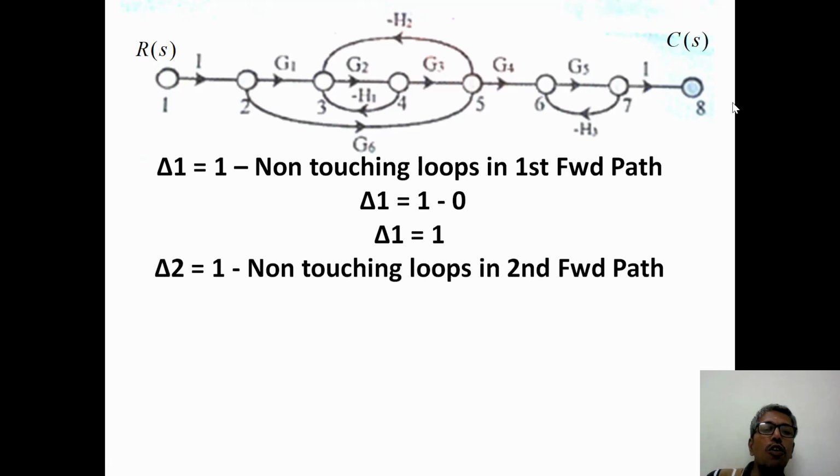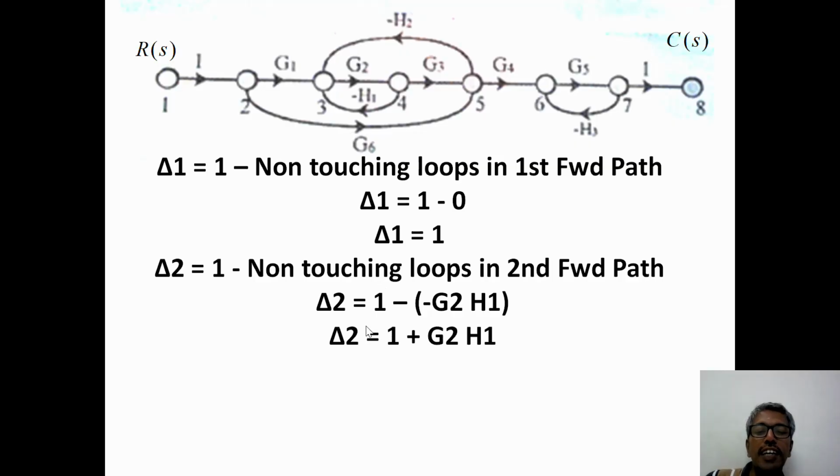In the second forward path, what will happen? It travels 1, 2, 5 and 6. So the first loop is non-touching with the second forward path. So delta 2 is 1 minus the first loop gain, G2 into minus H1, which is non-touching with the second forward path. So delta 2 becomes 1 plus G2 H1. Now we have found delta 1 and delta 2, because we have only two forward paths.